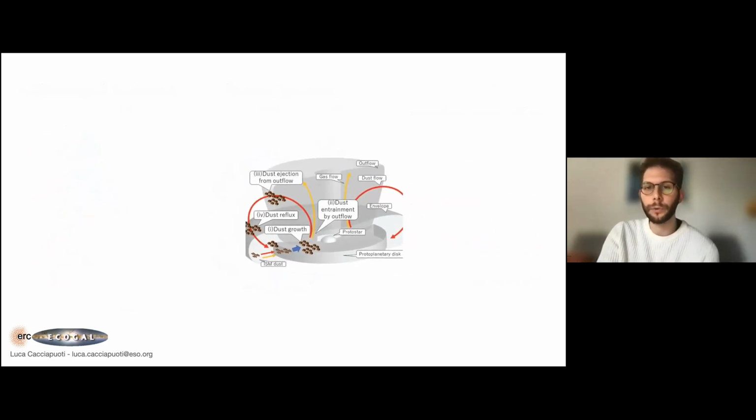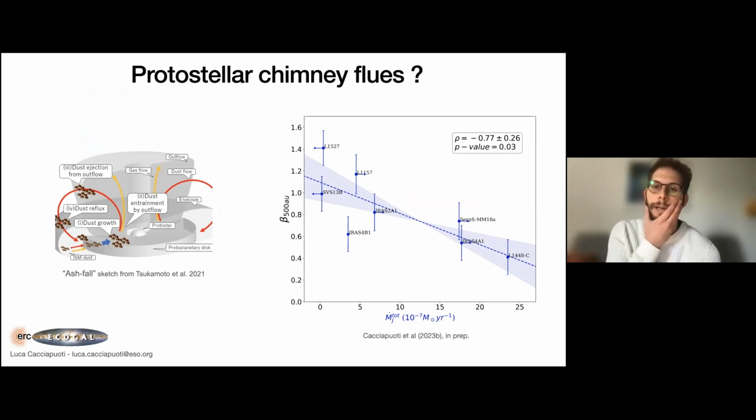And in another work, what we are trying to do is check this scenario that was shown by simulations in Tsukamoto et al. in 2021. We are trying to see if we can observationally test it, to see if these protostars are acting like chimney flues, right? You have the ash in the disk and then you shoot it back upwards. So we are looking for correlations between beta, so somehow the grain size, and the mass loss rate of jets and outflows of these objects. And we have some preliminary results now.